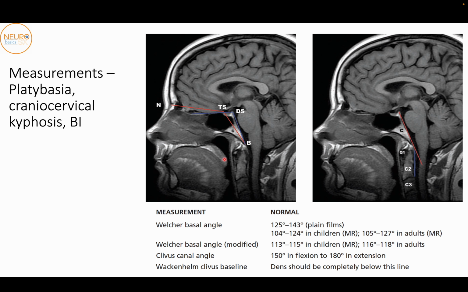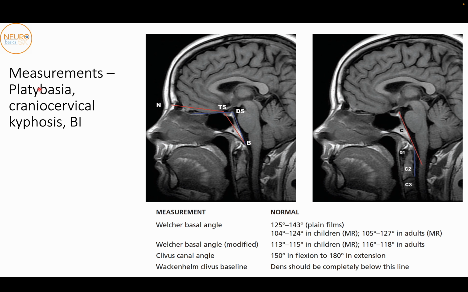Right, so that is about the anatomy of the craniovertebral junction. So we'll discuss a very, very important and well-known topic when it comes to craniovertebral junction anatomy imaging. That is measurements. How do we make out there is a problem at the craniovertebral junction? So there are a lot of different measurements, and we just need to know a few of them.